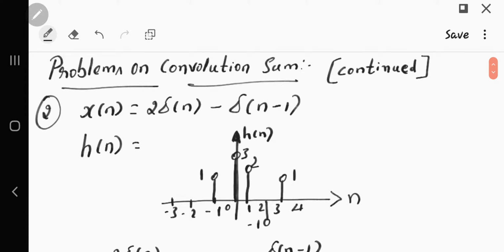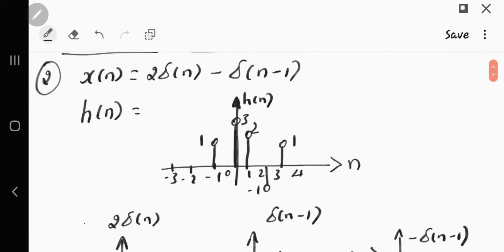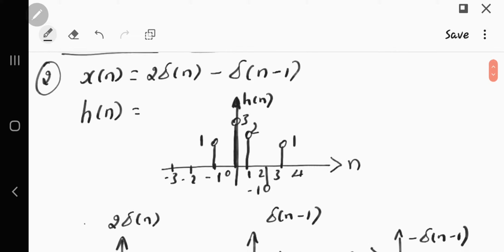-1 and +1. Now in this problem we have to plot x of n first as in the previous problem, and h of n is the same. For this we have to perform convolution using the graphical method. Now I have already plotted this x of n, and I will just explain the steps of how we got the x of n here.